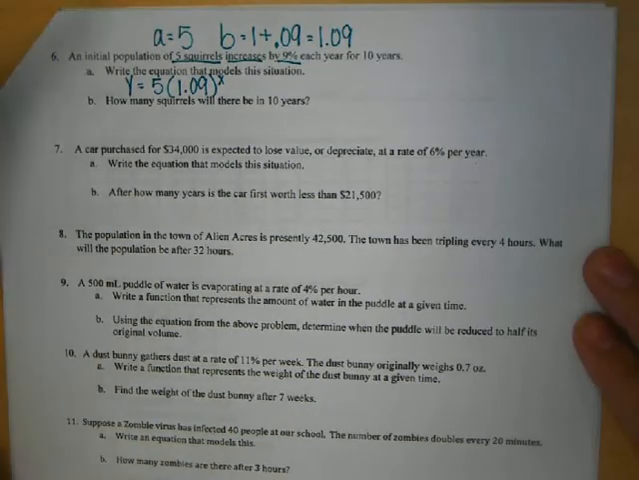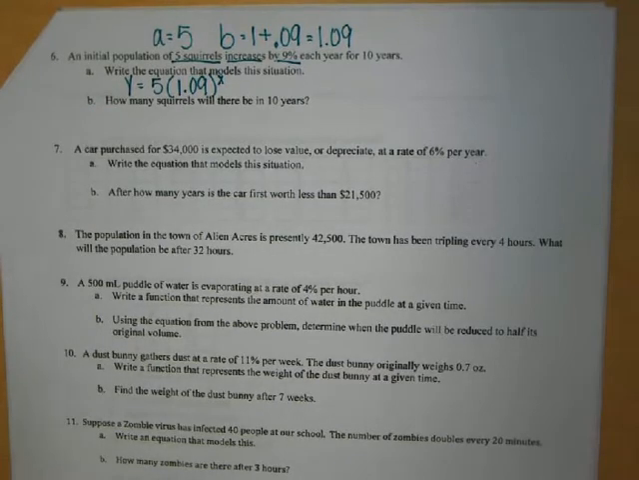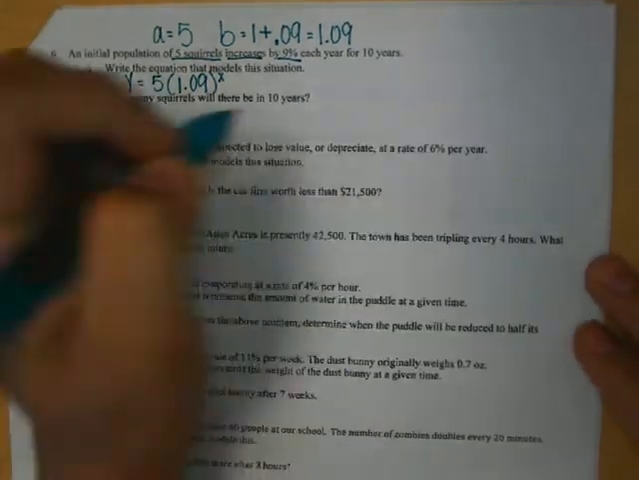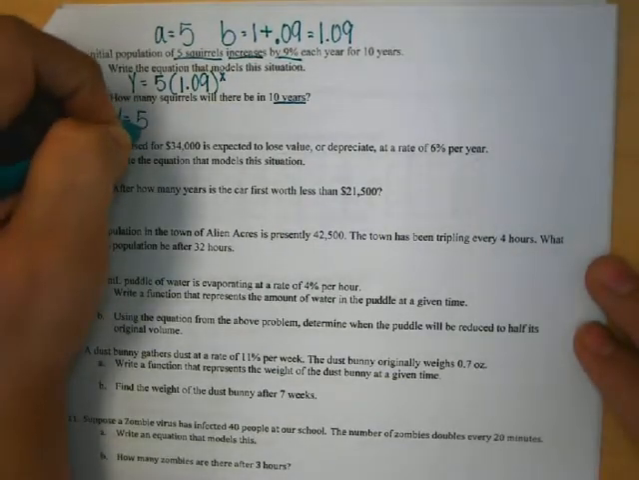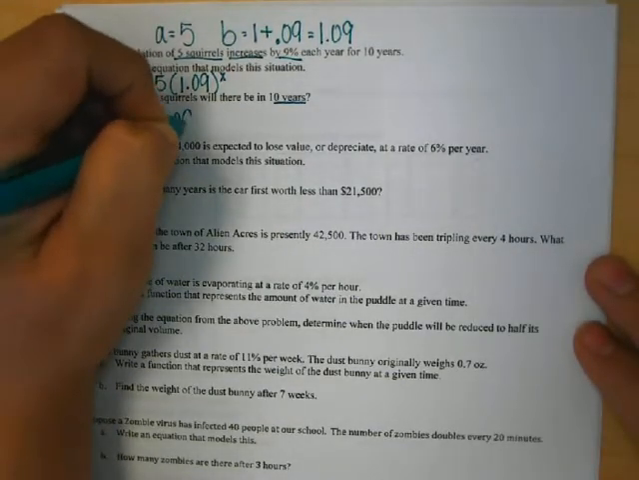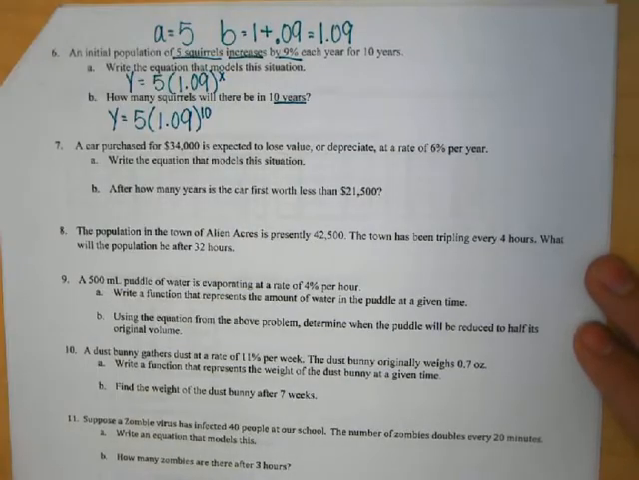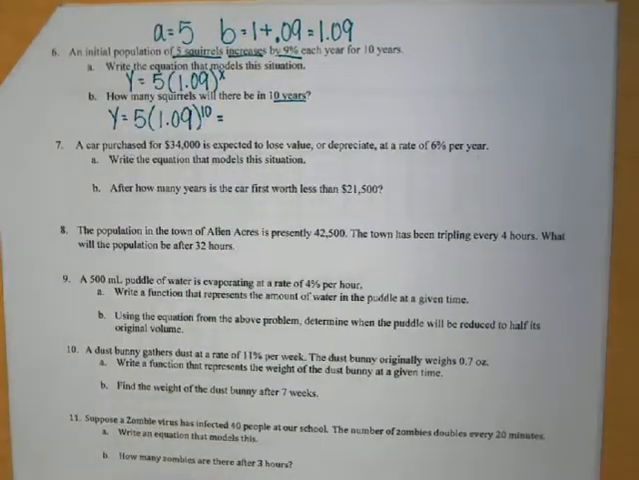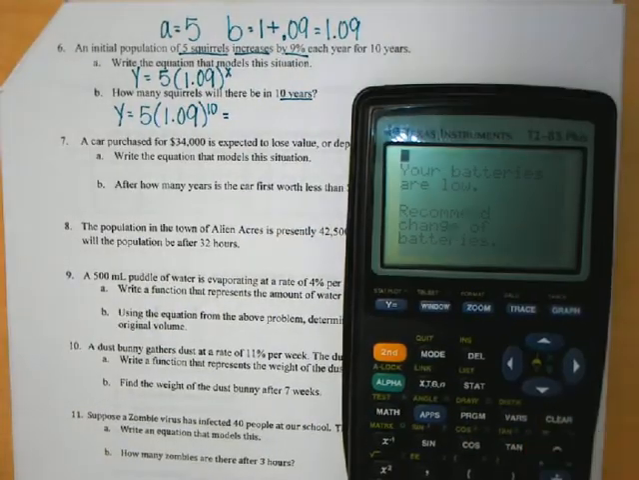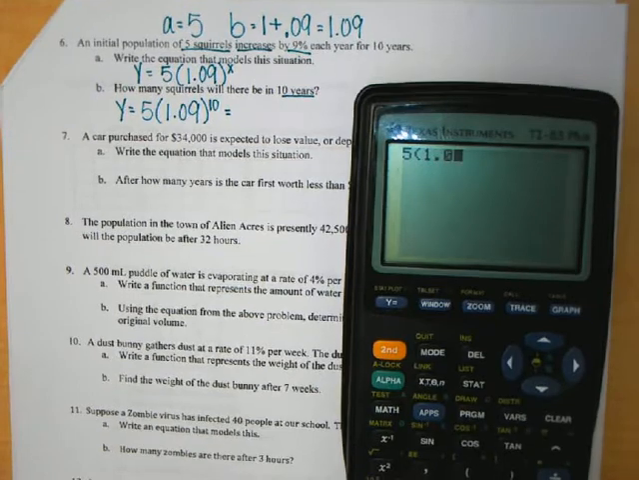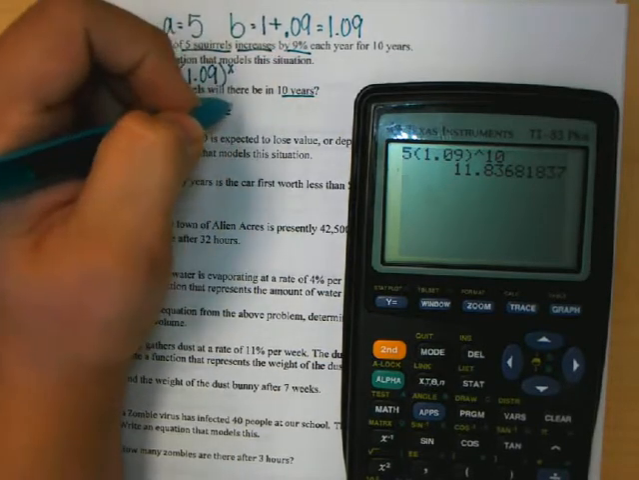Well, then they ask me how many squirrels will there be in 10 years. I'm just plugging in 10 to x. So y equals 5 times 1.09 to the power of 10. So we plug that into our calculator. 5 times 1.09 to the power of 10. That gives us 11.8.